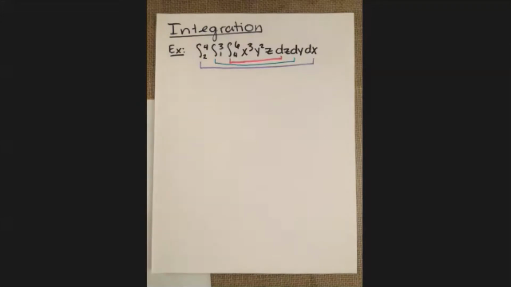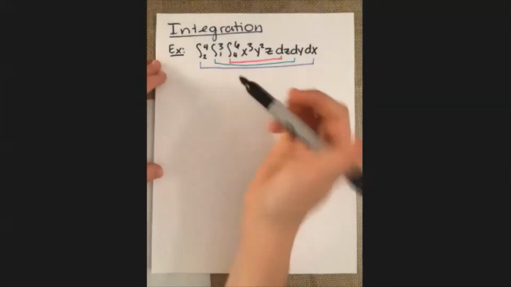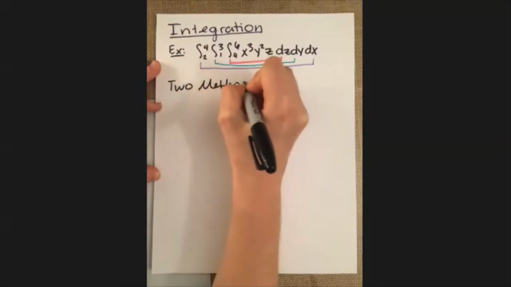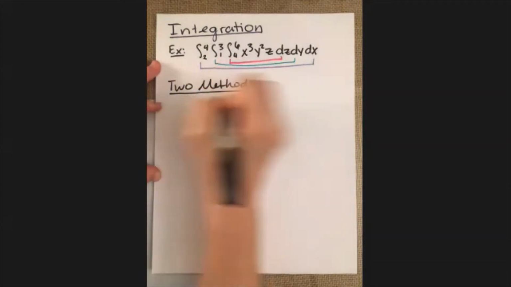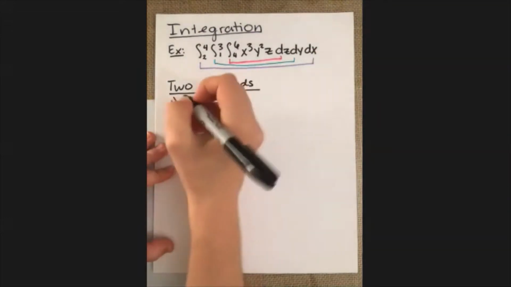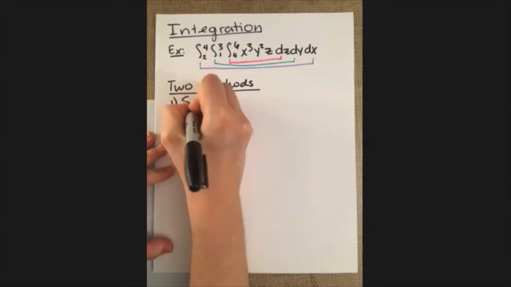Anyway, let's start talking about the mechanics of what's going on here. There are 2 ways to approach this. The first method: we can split this up into a product of integrals that is sorted by variable.